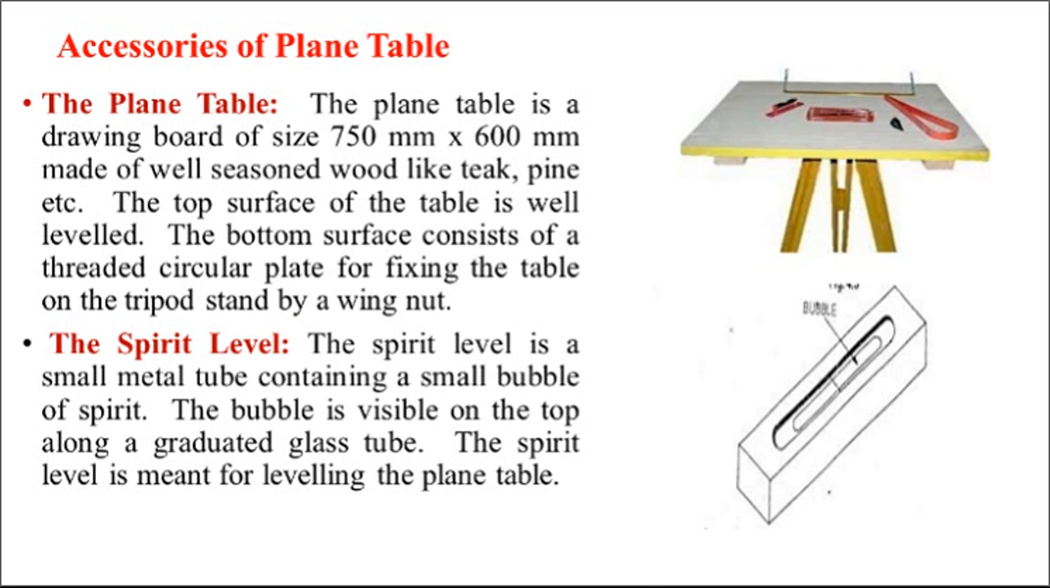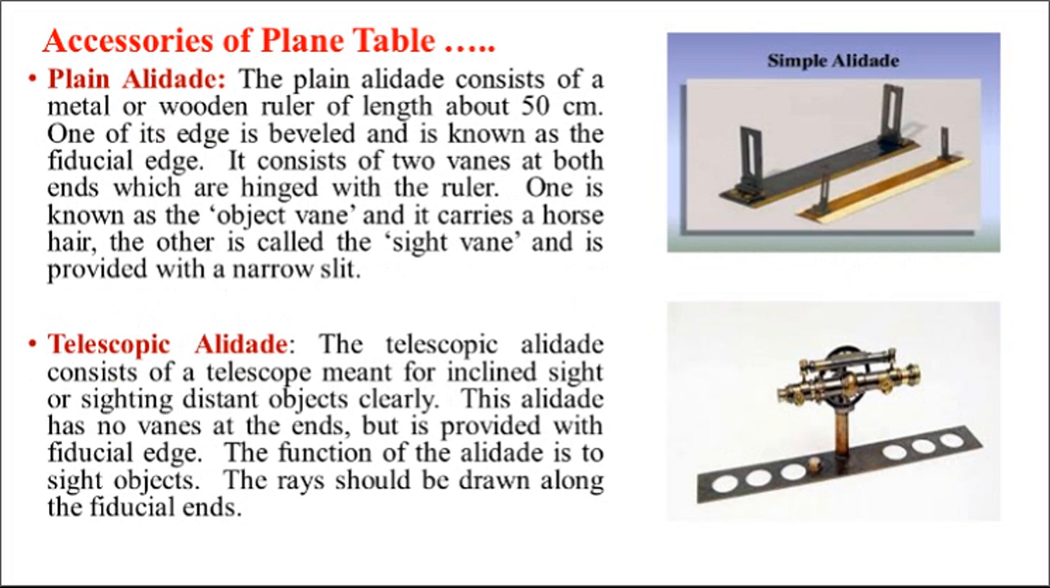Then next term is plane alidade. There are two types of alidade which are used in plane table survey. So first alidade is called as plane alidade. The plane alidade consists of metal or wooden scale or ruler of length about 50 centimeter. One of its edge is beveled and is known as fiducial edge, or it is also known as working edge of the alidade. It consists of two vanes at both ends which are hinged with the ruler.